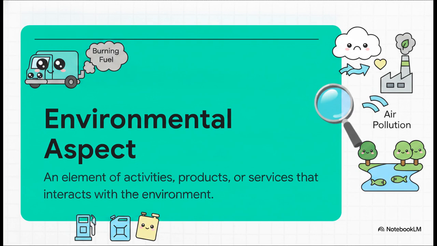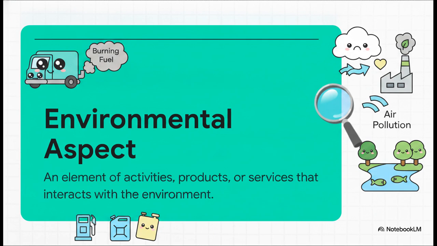Okay, so before we map out our journey, we have to establish the absolute foundational rule of the auditor. You have to distinguish between the aspect, which is the root cause, like, say, burning fuel in a delivery fleet, and the impact, which is the resulting effect, like air pollution. Accurately identifying these aspects is the analytical foundation for literally everything else we're going to discuss. Think of the aspect as the spark and the impact as the fire. Makes sense, right? If you can't identify the spark, you have no chance of preventing the fire.